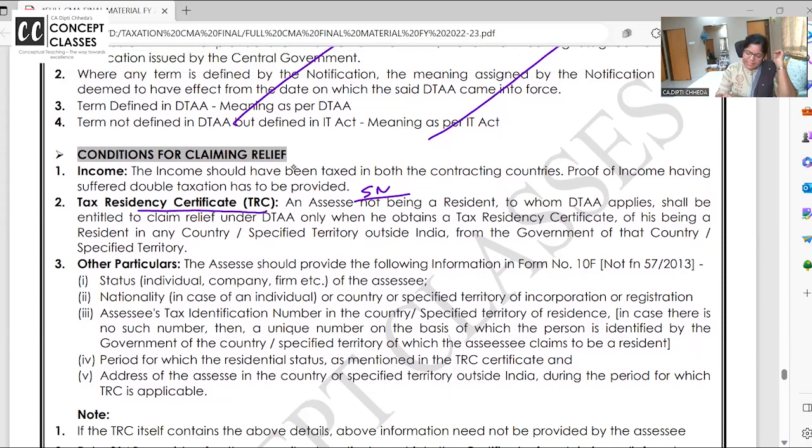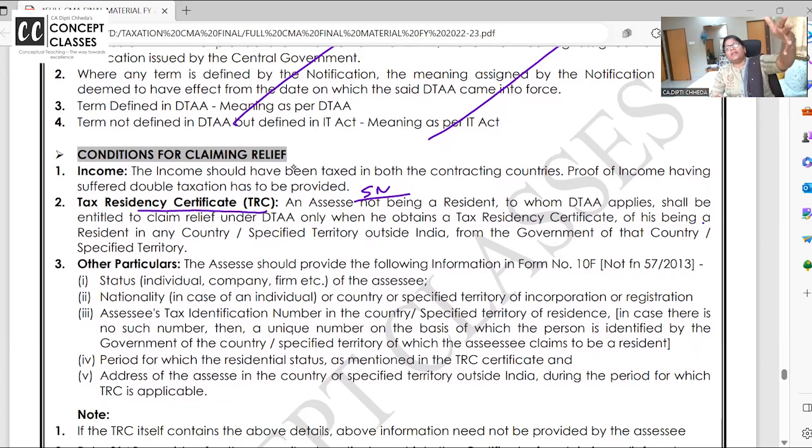So if an SSE is not a resident, अगर आप रेसिडेंट है तो 91 का रिलीफ मिलेगा. अगर आप नॉन रेसिडेंट हैं, to whom DTA applies and they want to claim a relief under DTA, only if they give the tax residence certificate. हम उनको ये नहीं बोल सकते अपना पैन कार्ड बताओ. पैन कार्ड is given only to resident SSE.